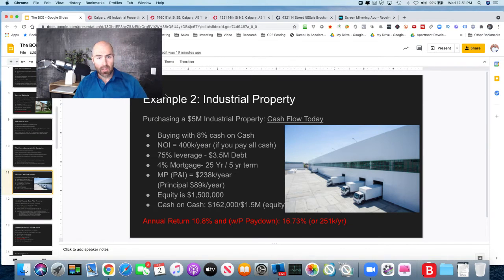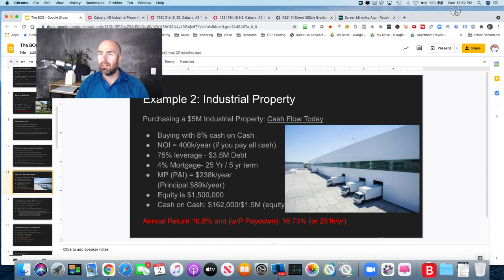Now back to the property here. We're going to assume 75% leverage with a 25-year amortization and 5-year money at 4%. The actual mortgage would probably be a little bit less, and we may actually go for 10-year money, but we're just going to keep it simple. The principal and interest is going to be 238.